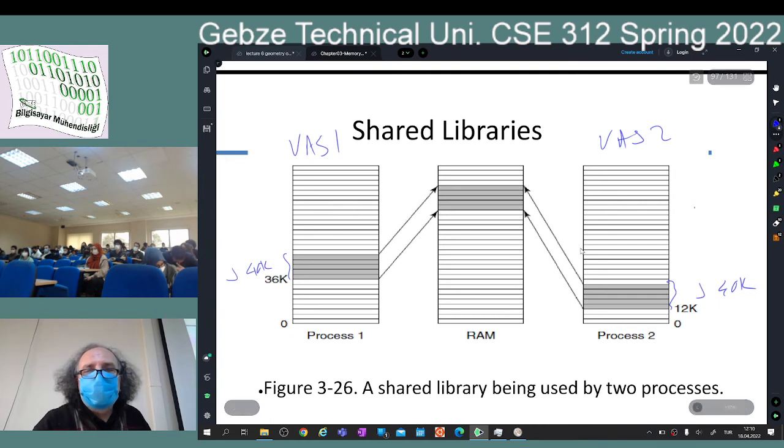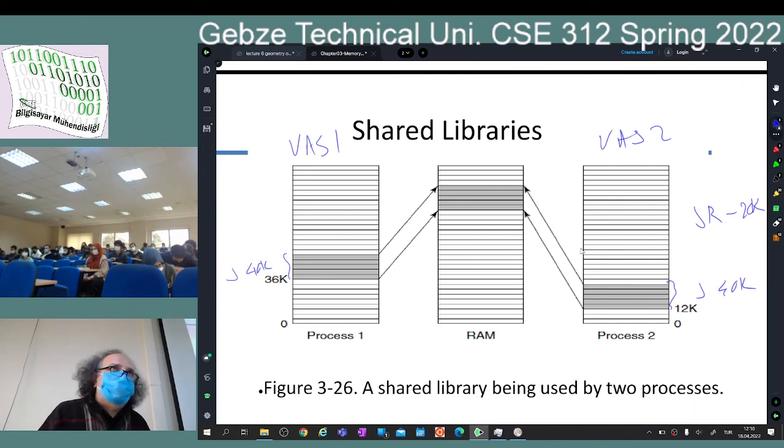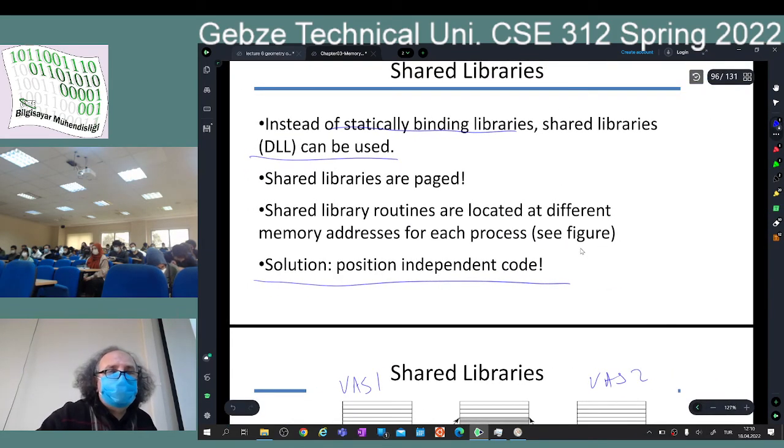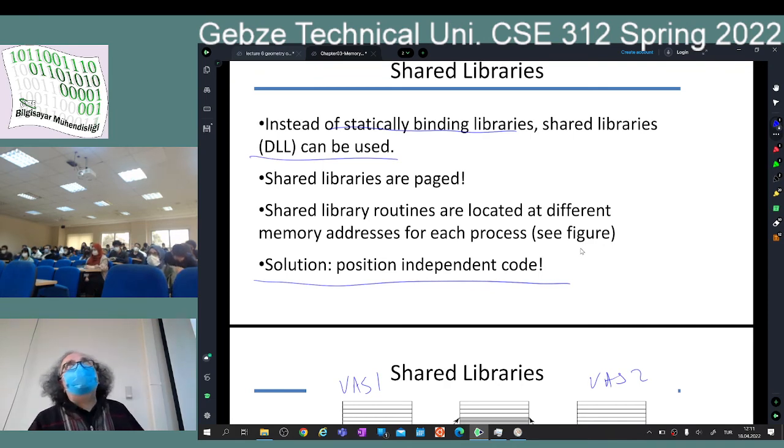You should say jump relative minus 20K. So jump relative to my address, maybe to 20 kilobytes before me or 20 kilobytes after me. So all the addressing should be position independent. Don't use any position dependent code. Don't give any absolute addresses.